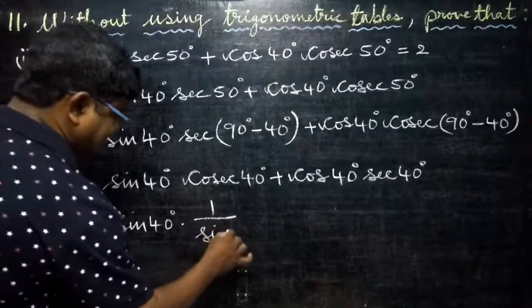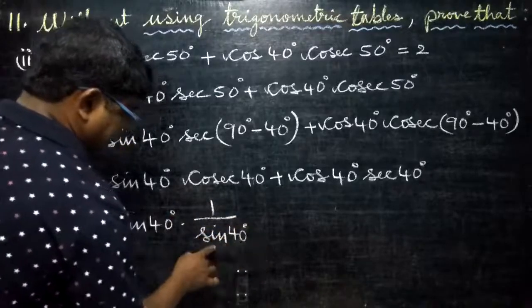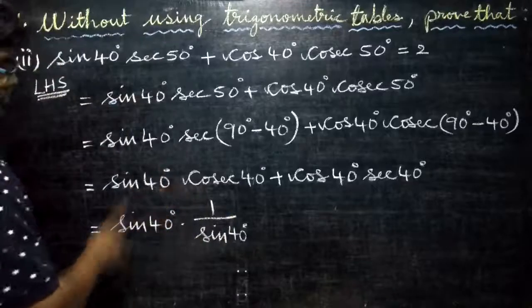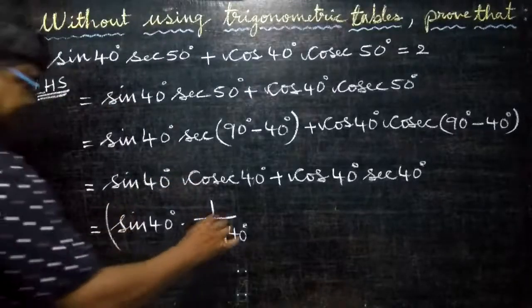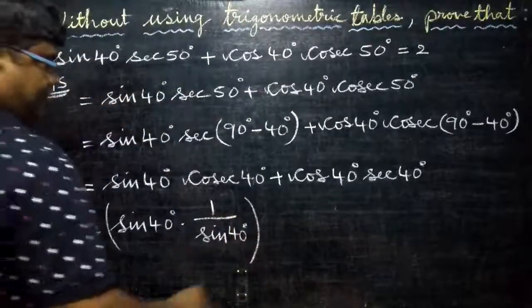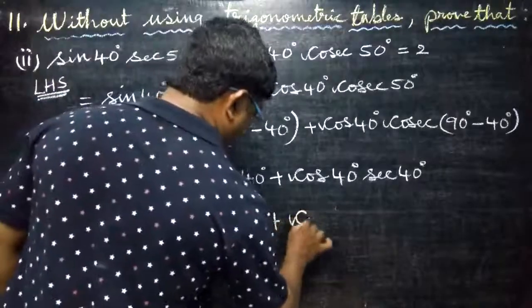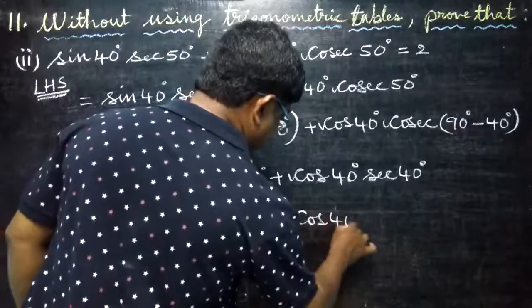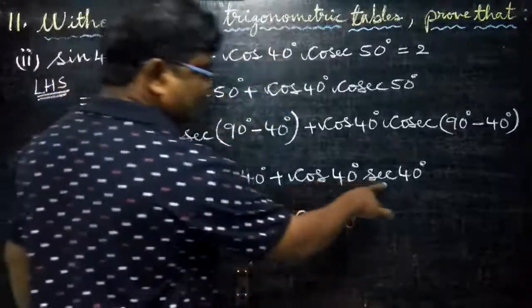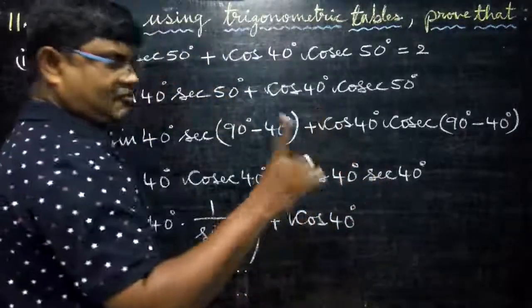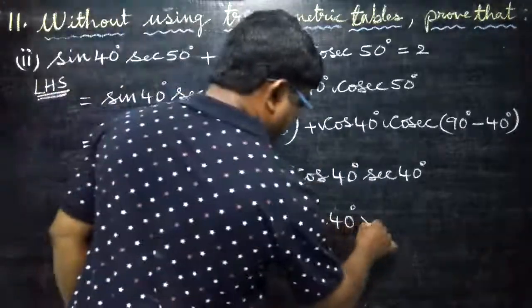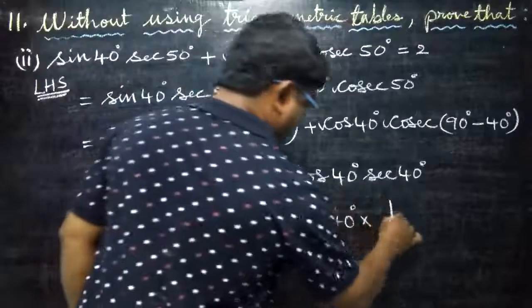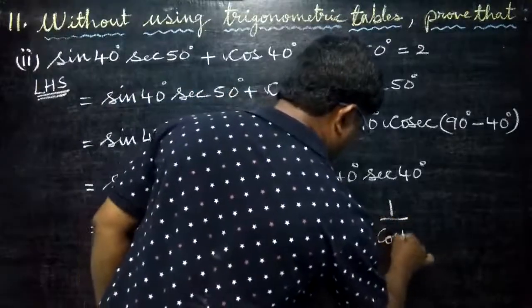Reciprocal of cosecant is sin. Sin reciprocal is cosecant. Reciprocals. Keep in one bracket. This is the first term. Now keep in one bracket, plus cos 40 degrees. This also has a formula: cos theta into secant theta is 1. We can apply that one, but some don't know. That's why 1 by cos. Secant means 1 by cos 40 degrees.